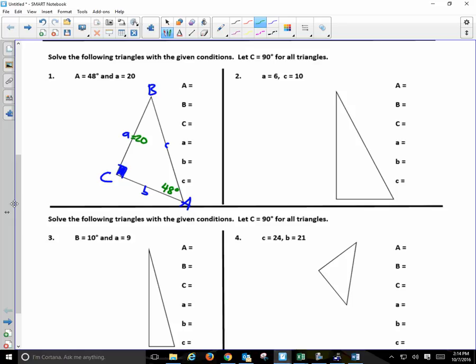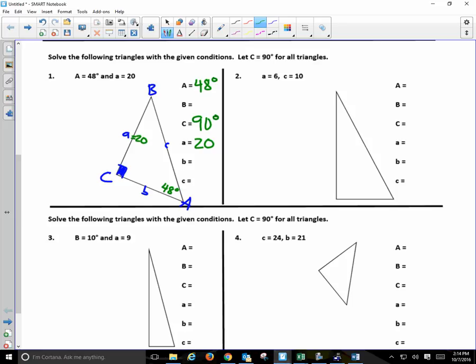Do you know angle A? What is it? Are you given B? Are you given C? C will always be 90 degrees. Are you given side A? You don't know the others. If you don't write these three down, you're not trying hard enough. Can we all agree with that statement?